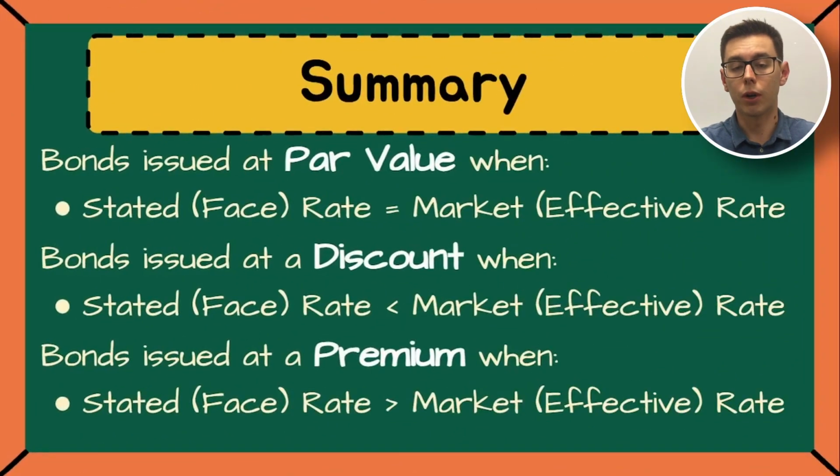And this is just a summary really quick, and this will help you when you're going to answer questions on the CPA exam. A bond is issued at par value when the stated or the face rate equals the market rate or effective rate. Bonds are issued at a discount when the stated or face rate is less than the market or effective rate. And bonds are issued at a premium when the stated or face rate is greater than the market or effective rate.